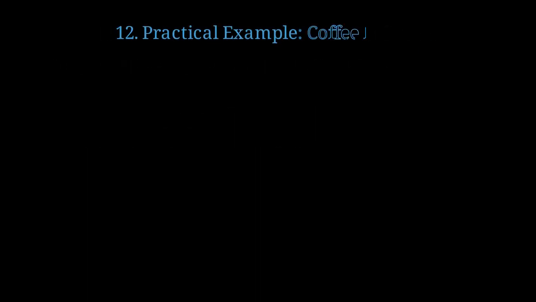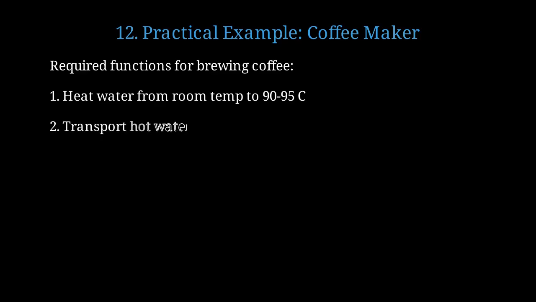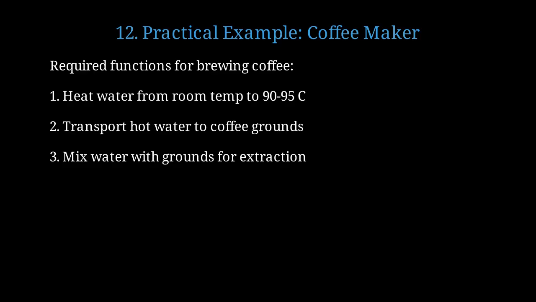Let us decompose an everyday device, a coffee maker, to see these principles in action. What are the essential functions required to brew coffee? Function 1. Heat water from room temperature to 90 to 95 degrees Celsius. Function 2. Transport the hot water to the coffee grounds. Function 3. Mix water with grounds to extract the soluble coffee compounds. Function 4. Separate the liquid coffee from solid grounds.